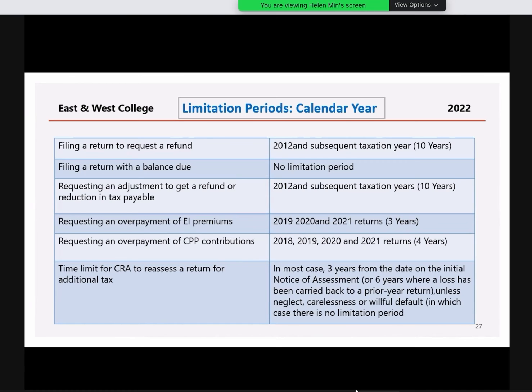The request for adjustment to get a refund or reduce your tax payable, the adjustment is limited to 10 years. And to reduce your tax payable, that means if you need to pay your tax balance owing, okay, your balance owing, there's only 10 years.